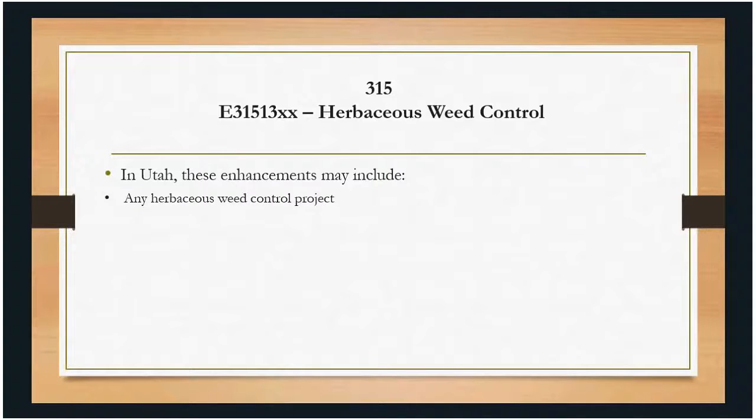So as near as I can tell, as long as it fits in with the applicable land uses and the applicable resource concerns that are being targeted, almost any herbaceous weed control project could fit into these enhancements, the way I see it. Any questions on these so far?